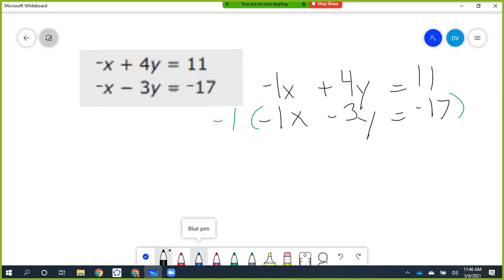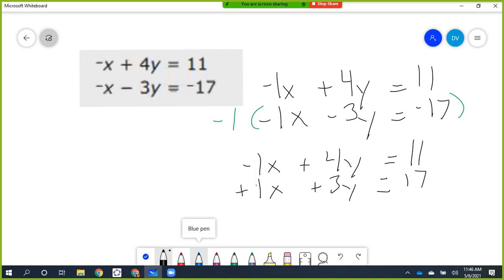The first equation, I didn't put any green changes on there, so I'm going to still leave it as negative 1x and positive 4y and 11. But the second equation, everything has to get multiplied by negative 1. You don't really need the lines there. Negative 1 times negative 1x is going to be positive 1x, or you can just put 1x. You can put the positive there. You don't have to. Positive 1x. Negative 1 times negative 3y is positive 3y. And negative 1 times negative 17 is positive 17.